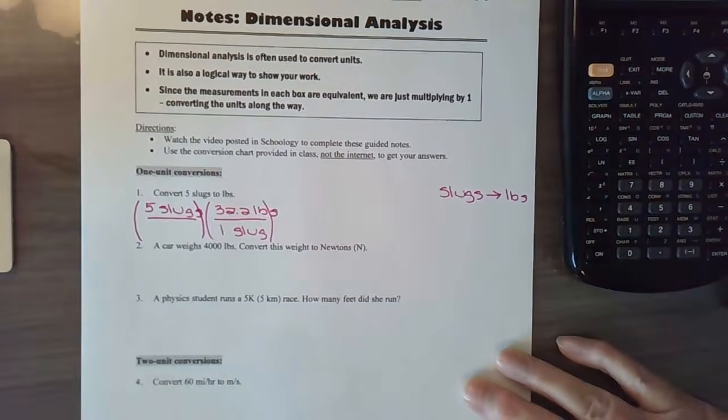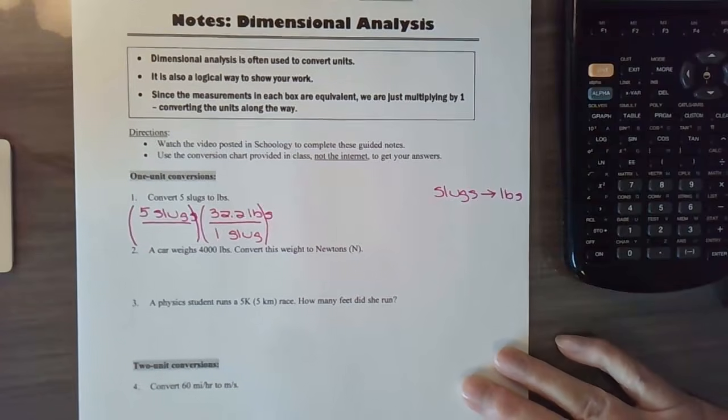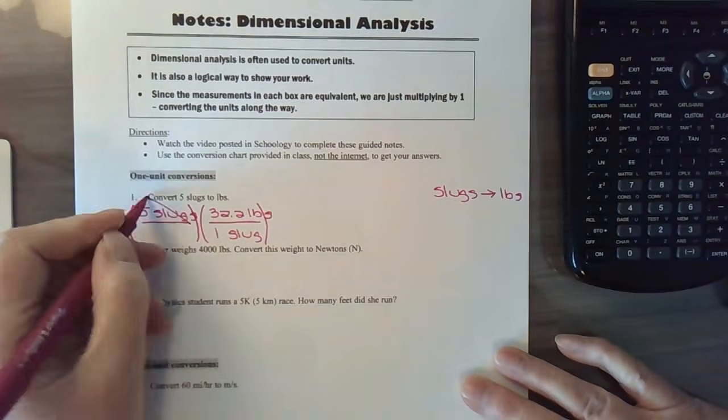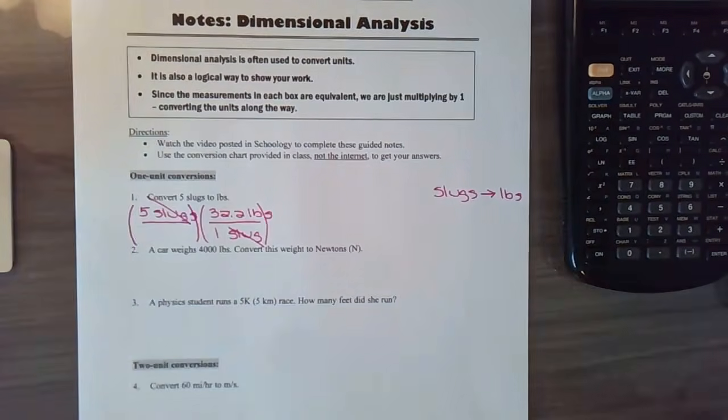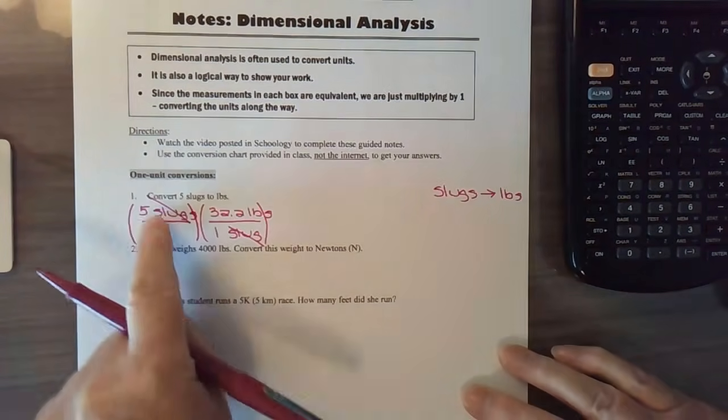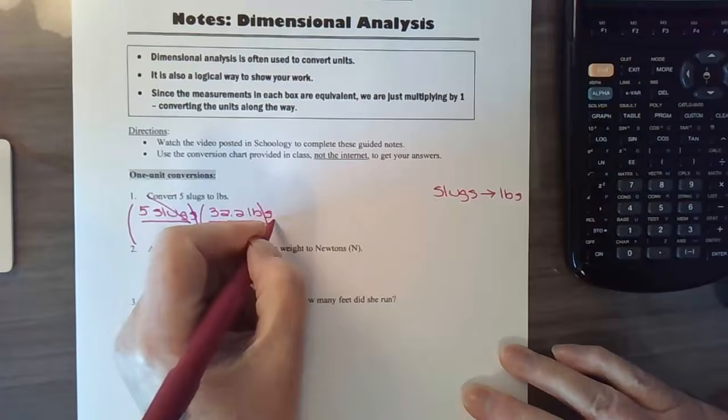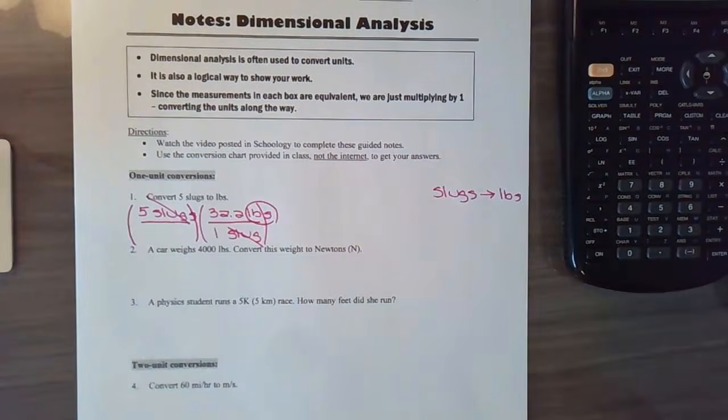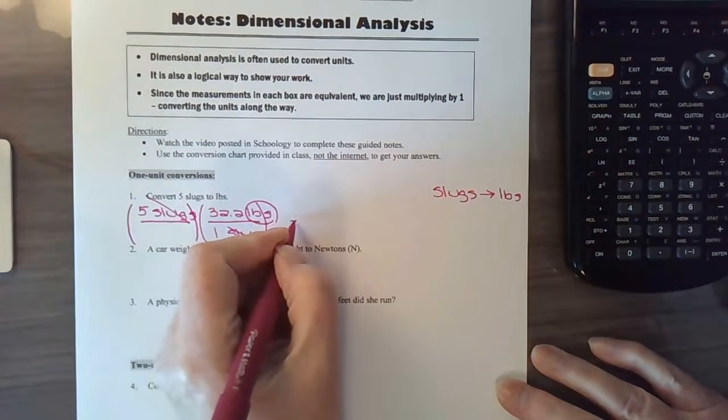The reason I did that is because if you were in math class, and you have a slug on top, you can cancel it with the slug on the bottom. And then look what you have left. Pounds. That's what we're looking for. That means we're done. So this one was really easy.